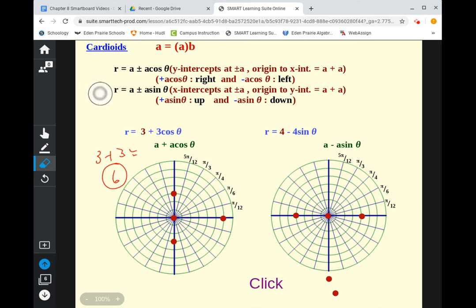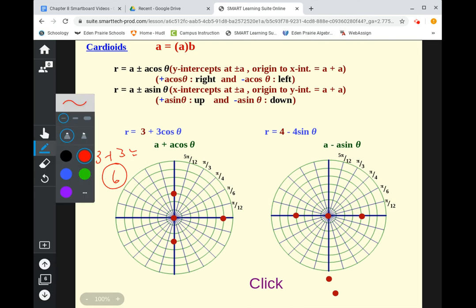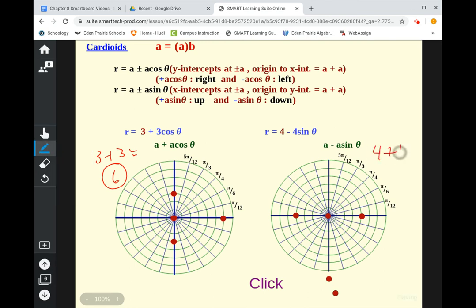So the second one up here, x-intercepts are positive and negative A. So A is 4, left 1, 2, 3, 4, and right 1, 2, 3, 4. And then the origin to the y-intercept, again, is A plus A. In this case, it would be 4 plus 4 equals 8.